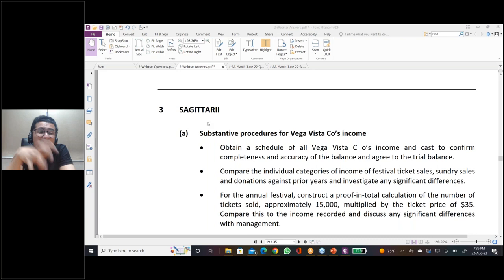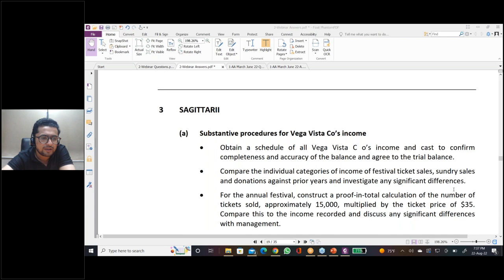So let's assume I am collecting donations on behalf of my charity in a shopping mall and I've received $10,000 cash. Well, I might hand over 5,000 or 6,000 cash to the charity, to the office, and I might put $4,000 in my pocket. So what's the risk over here? The completeness of income is a key risk over here. Is this clear? Thank you, MN.